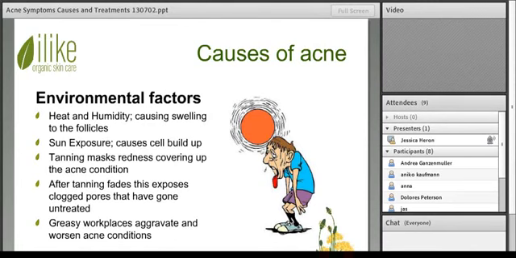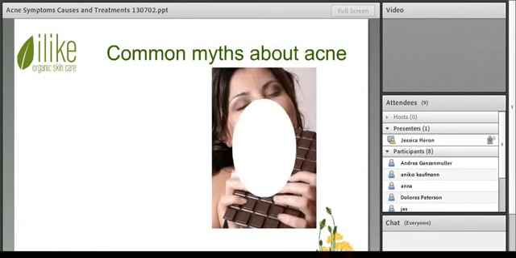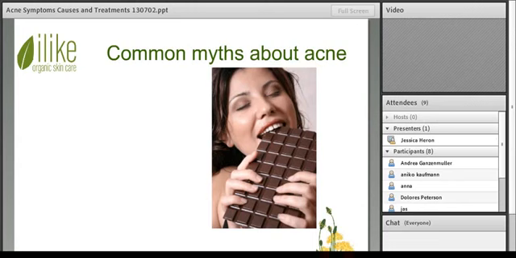Also, greasy workplaces aggravate and worsen acne conditions as well. So those are just some of the environmental factors that can egg it on and cause the condition to become even worse.